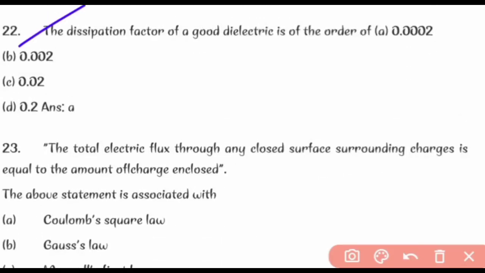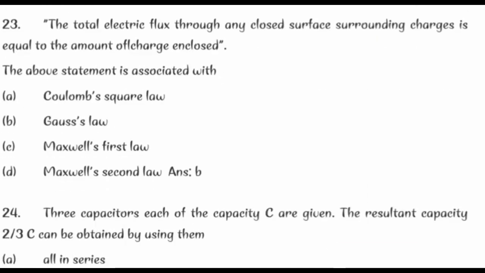The dissipation factor of a good dielectric is of the order of 0.002. The total electric flux through any closed surface surrounding charges is equal to the amount of charge enclosed. The above statement is associated with Gauss's law.